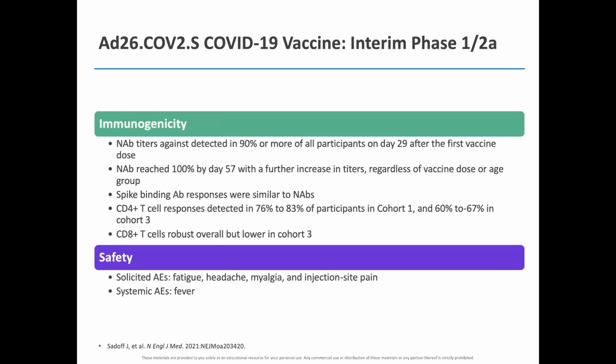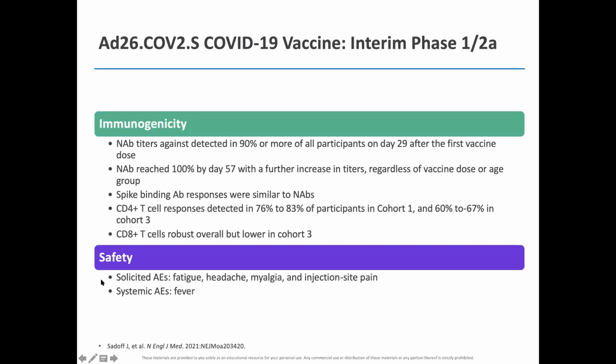The results of that study showed that neutralizing antibody titers were detected in more than 90% of all participants by day 29 after first vaccine dose, and 100% by day 57. So there is a portion of people who require longer to establish the full immune response. The other immune component, the CTL responses, were in fact also demonstrated and detected in 76 to 83% of participants in the younger age group and less so in the older age group. We believe that both antibody and CTL responses will be required to have complete protective immunity.